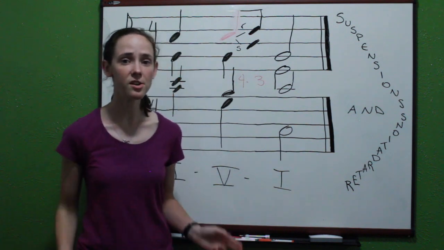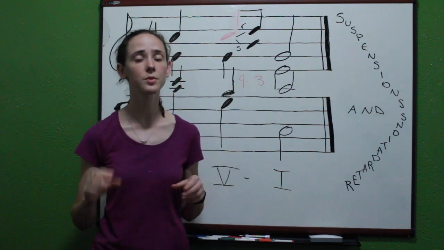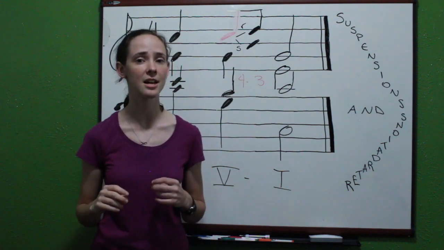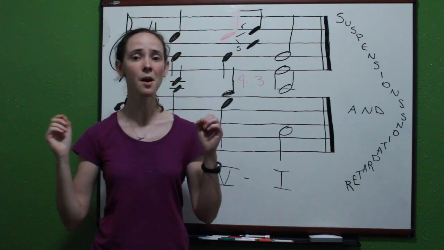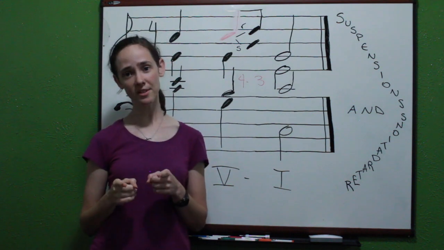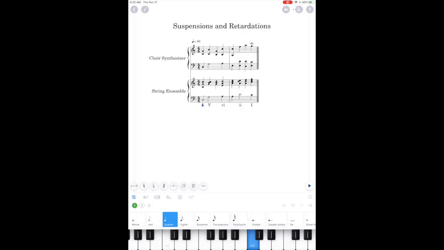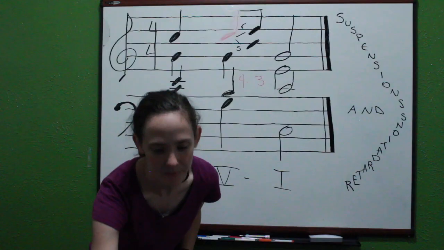At the end of this video, I have a brief 2-measure composition with an upper and a lower section. The upper section has suspensions, the lower section has retardations. When it's done playing, pause the video and see if you can find all of the suspensions and retardations. Good luck. Think you got them all?